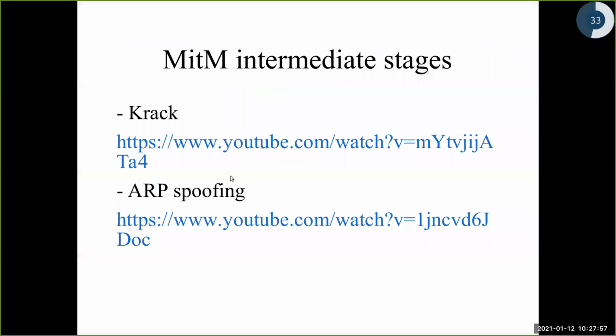This vulnerability was partially solved, but you can find more detailed information here. The second method is called ARP spoofing.